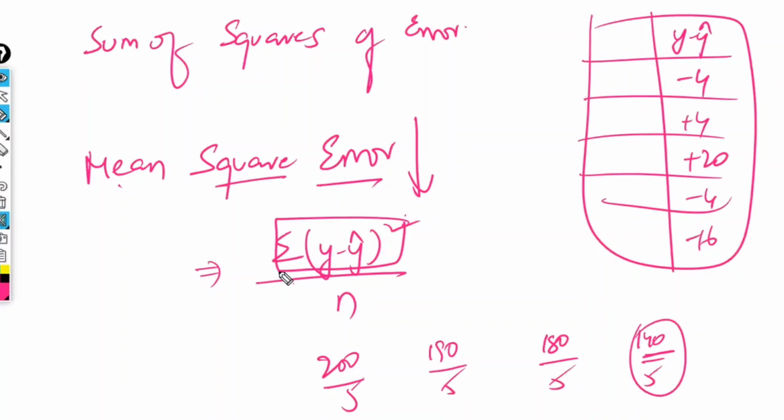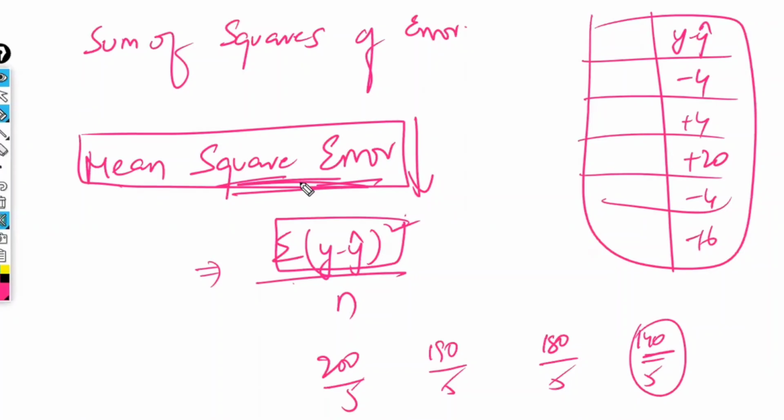Actually, we are not focusing on the sum of the squares of errors. We are focusing on the mean square error. That is the actual one which we are focusing on. We require the equation in such a way that the mean square error should be low. Square of the error should be low.